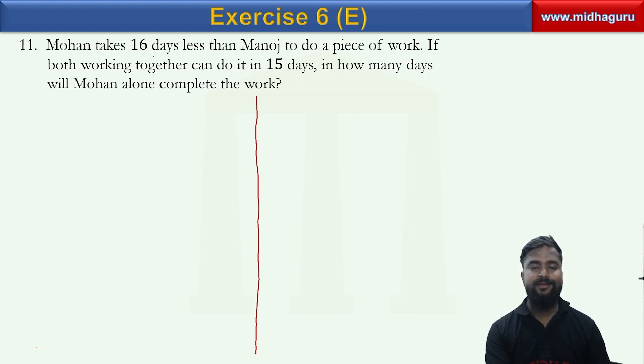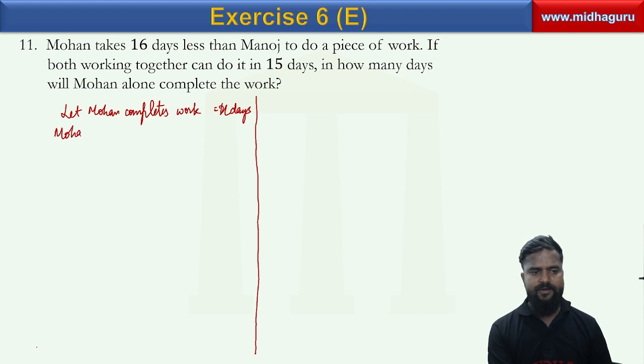As it says Mohan takes 16 days less than Manoj, we can also consider that Manoj takes 16 days more than Mohan. So we'll take, let Mohan complete the work, treating the work as one unit, in x days. So if we treat the work as one unit and divide this side and this side by x, we get Mohan completes 1 by x work in 1 day.